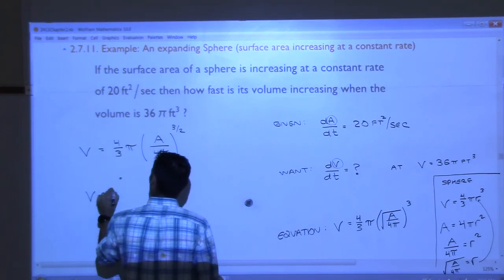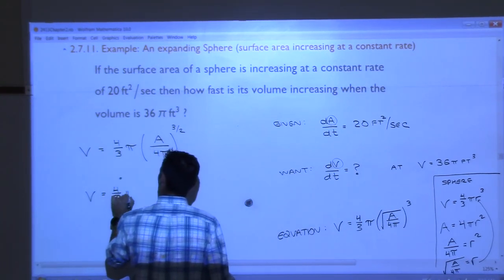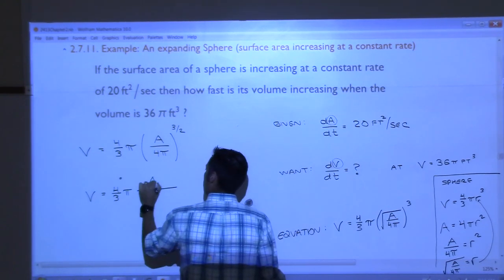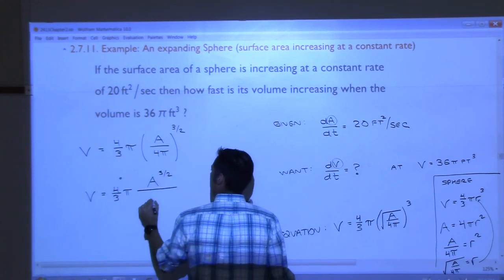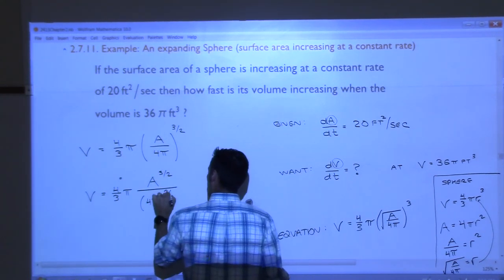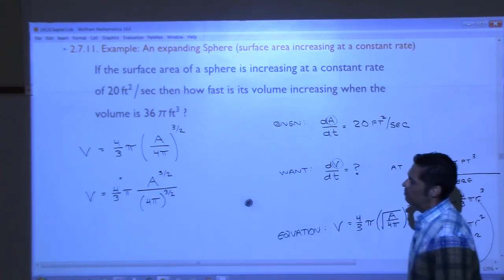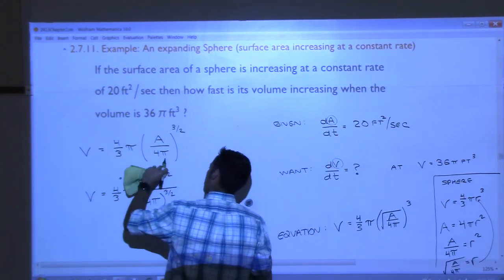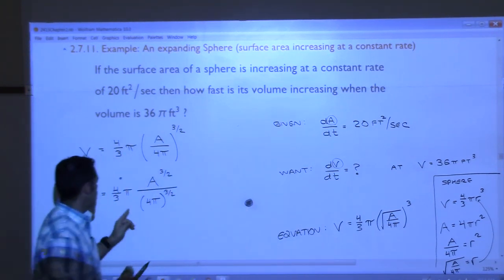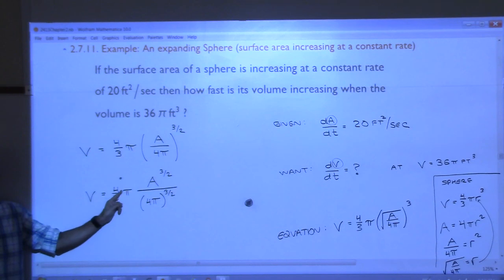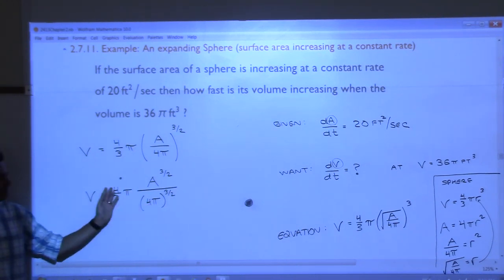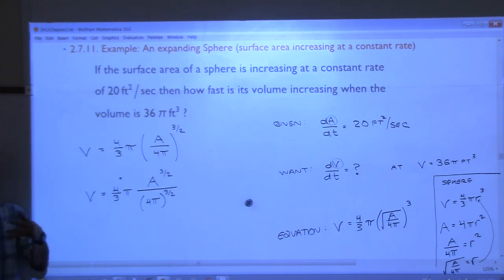Volume equals 4/3 pi. And then I'm going to actually split this up. I'm going to do area to the 3/2, and then I'm going to do 4 pi down here to the 3/2. Now, the reason I'm continuing to clean this up is because I noticed that I have a 4 pi over here, and I have a 4 pi down here. Yes? So somehow these can come together and kind of clean up.